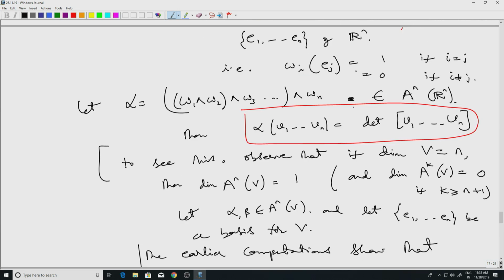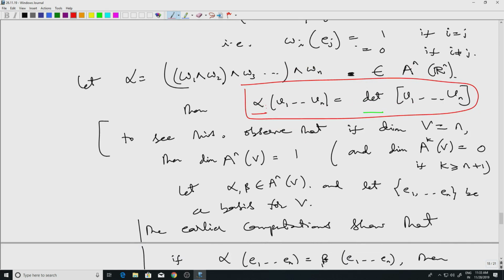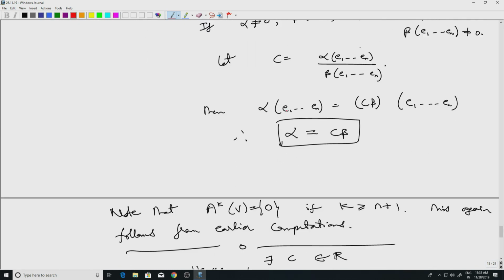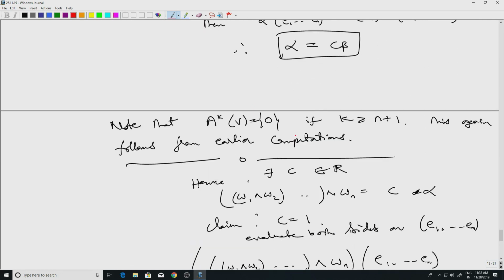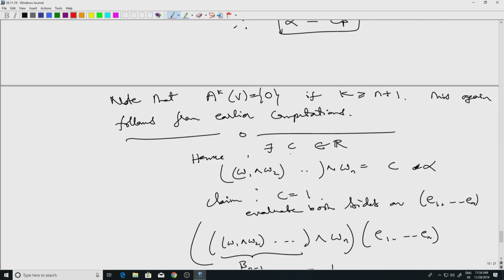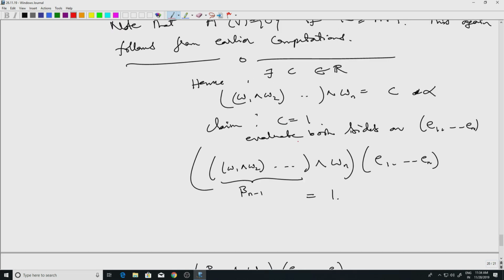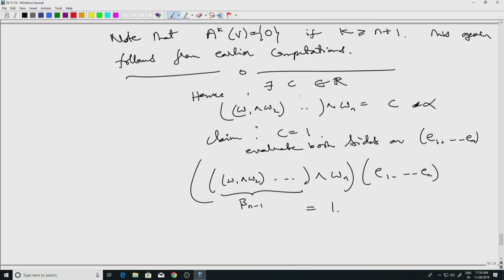we know that the determinant is already an n form, and the left hand side, alpha, is also an n form, since it's a wedge product of one forms. And so both are n forms, and this general observation allows us to conclude that alpha is c times beta for any two n forms. So therefore, the iterated wedge product is some constant times the determinant. So we are applying this general observation to this specific case.